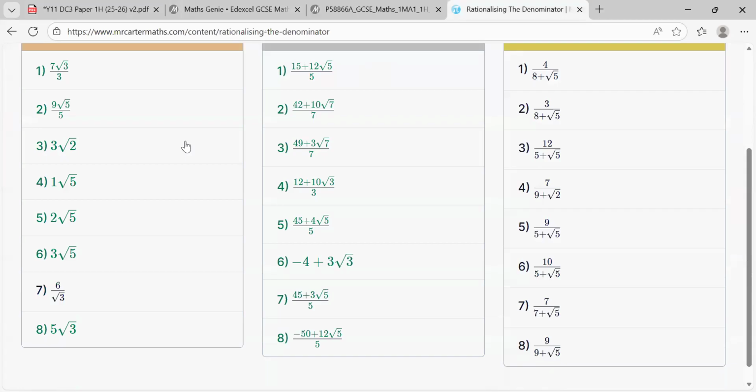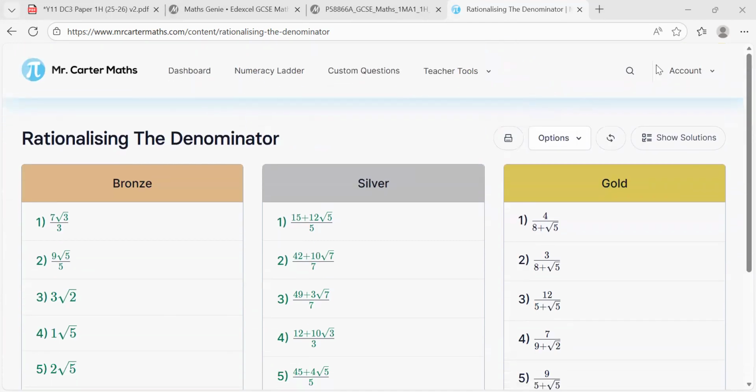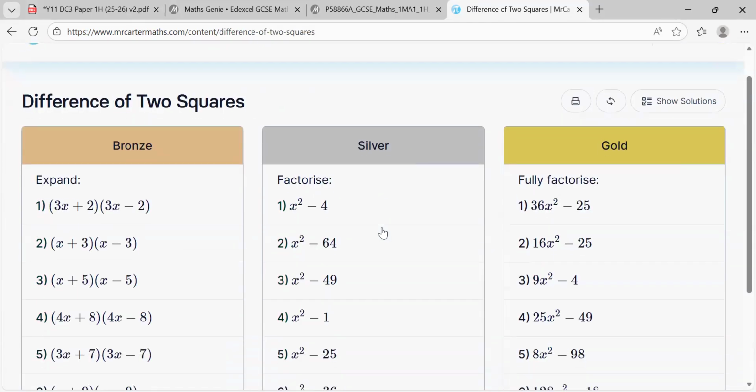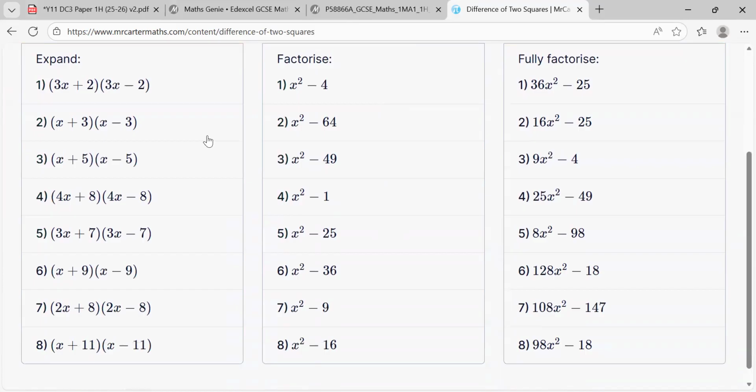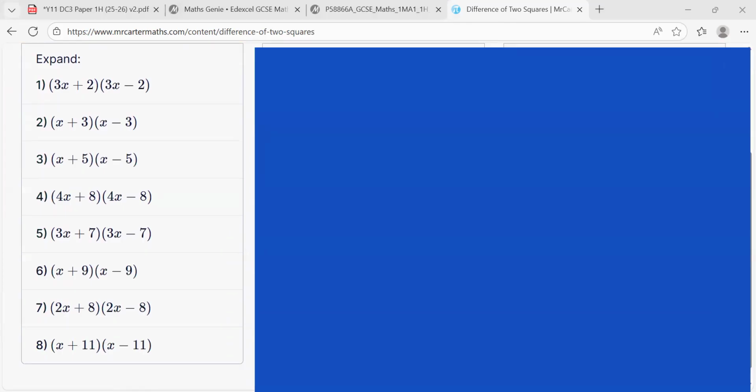All right, so the key thing to remember is it's a bit like difference of squares. If you remember difference of squares, let me show you an example actually, then it will be easier to explain. Difference of two squares, yeah. So here, if you look at this, we take, for example, this question here, x plus 3, x minus 3.